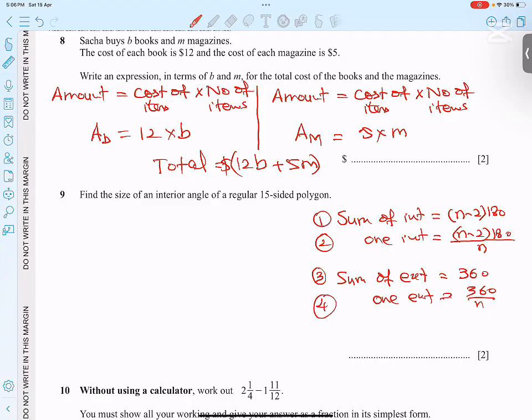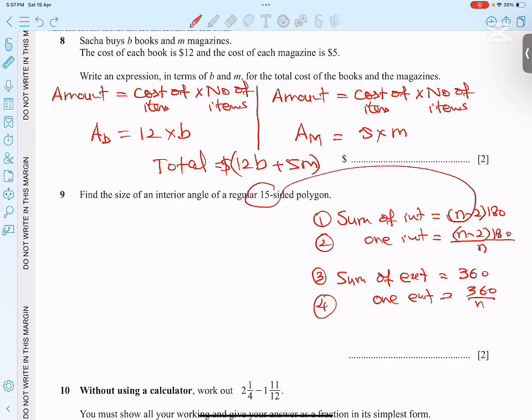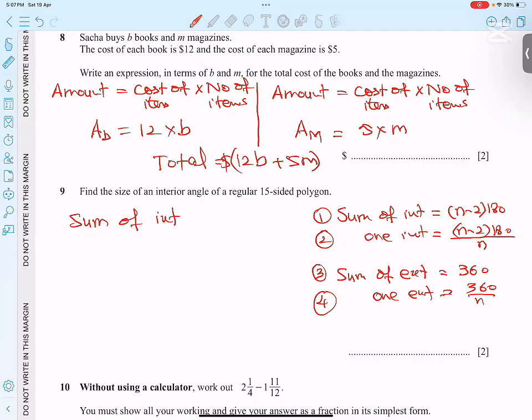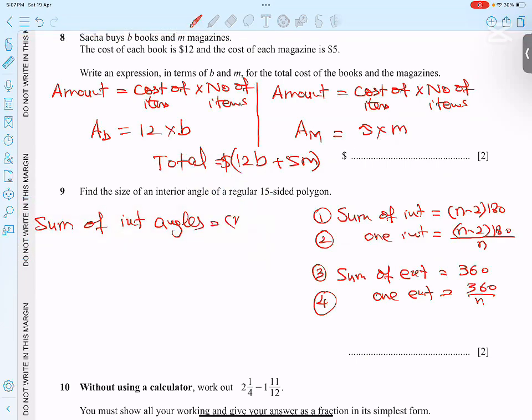I have 2 ways to solve this question. He is asking for one interior angle. I can use the formula directly, or as a second option, I plug in 15 here, get the sum of all interior angles, and then divide by 15. No problem at all. I think the second one is better for you. So the sum of interior angles: the formula is (n minus 2) times 180. So 15 minus 2 is 13, times 180.